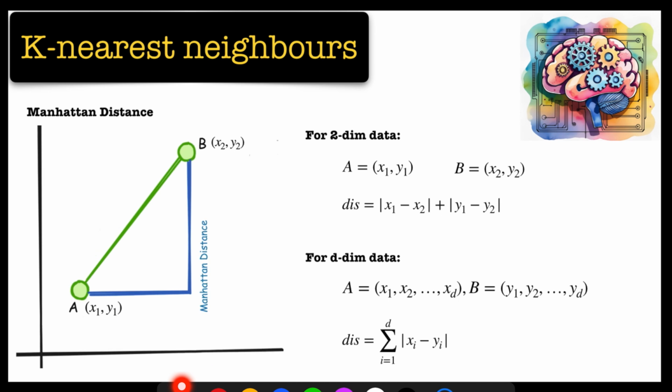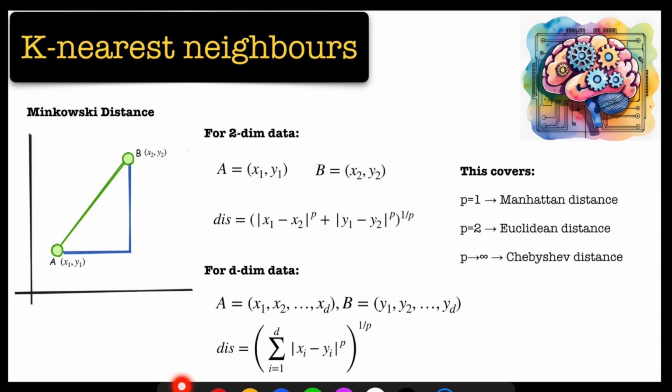For Manhattan distance, we calculate the x difference and the y difference in 2 dimensions. If A is x1, y1, B is x2, y2, then this distance will be the absolute value of x1 minus x2 plus the absolute value of y1 minus y2. So the x difference and the y difference. This blue one is the Manhattan distance. For d-dimensional data, the distance will be the summation from i equals 1 to d of the absolute value of xi minus yi.